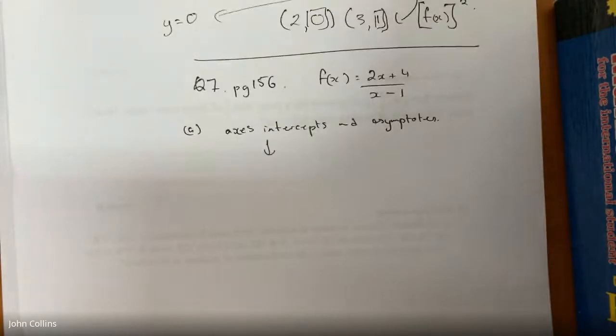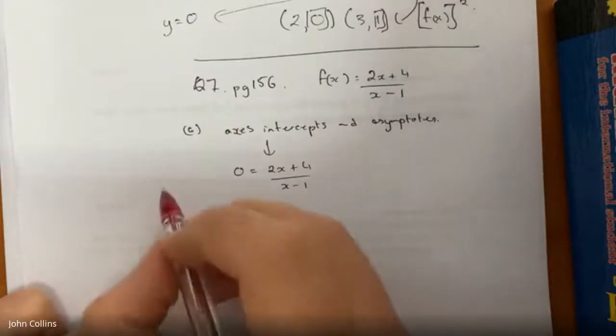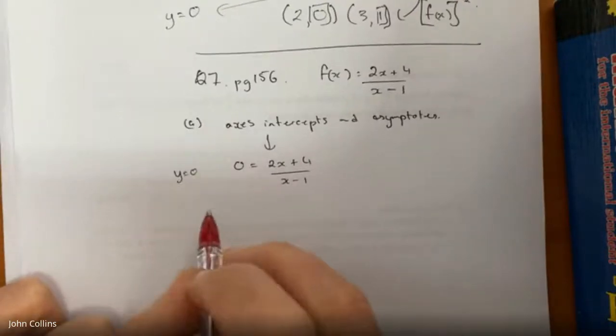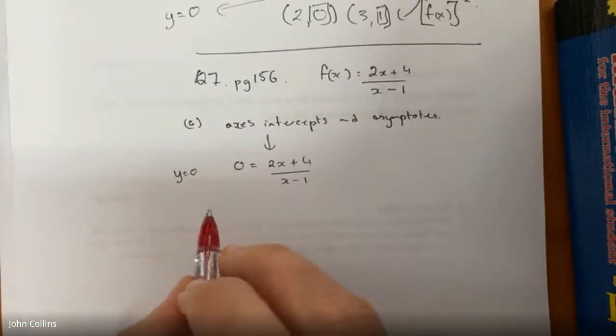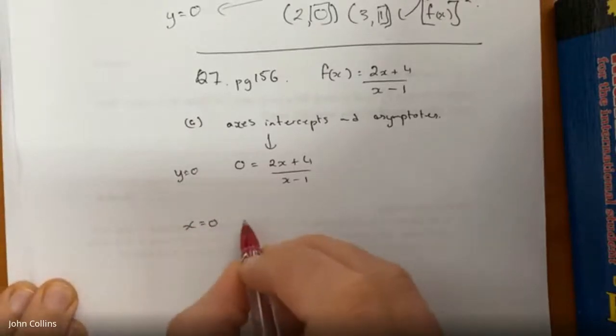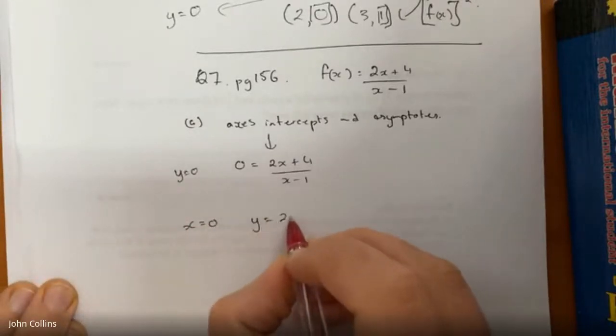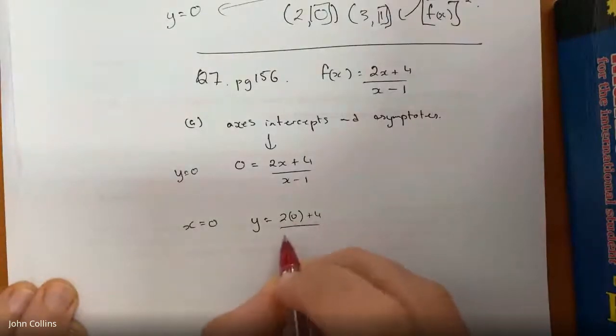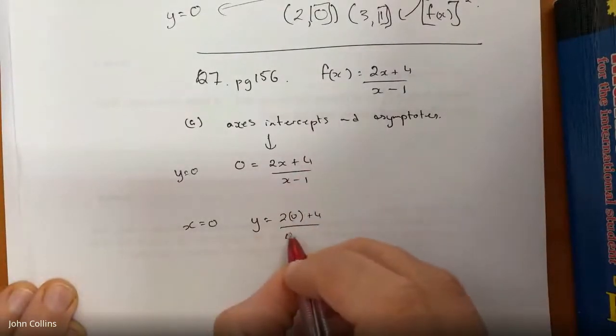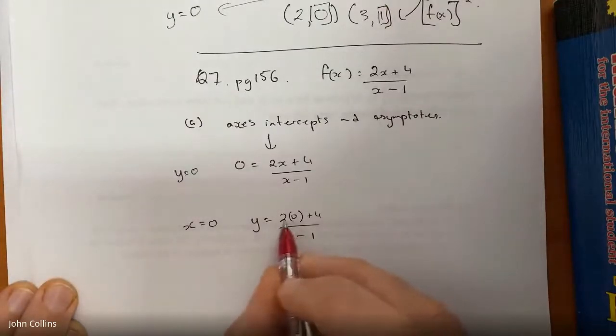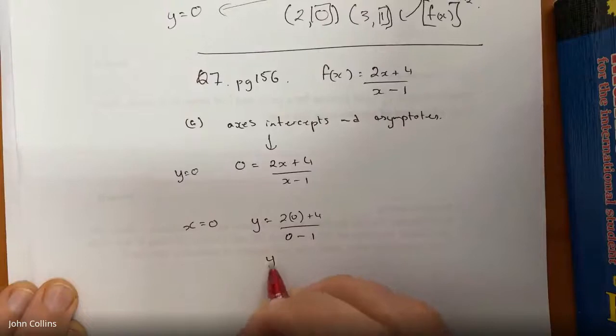Does anyone disagree? Why don't you just set y to 0 to find when it hits the y-axis, and then x to 0? Okay. So setting y to 0 is where it crosses the x-axis, and setting x to 0 is finding out where it crosses the y-axis. Remember, f(x) can always be written as y. So for the y-intercept, 2 times 0 is 0, plus 4, over 0 minus 1. So that's minus 4, the point (0, -4).